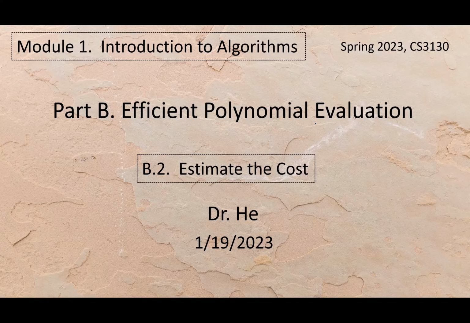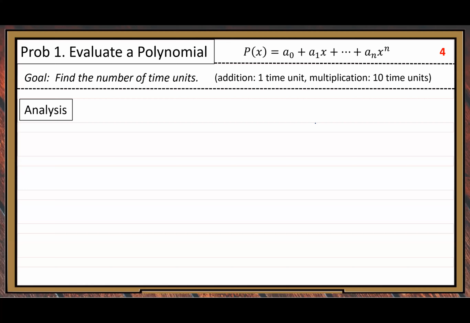Work on the solution. Our next topic, B.2, estimate the cost. Here, the cost is the time cost, the response time cost. So the cost in time, not in money. We know time is also important. Response time is a very important resource. So here we would like to estimate the cost.